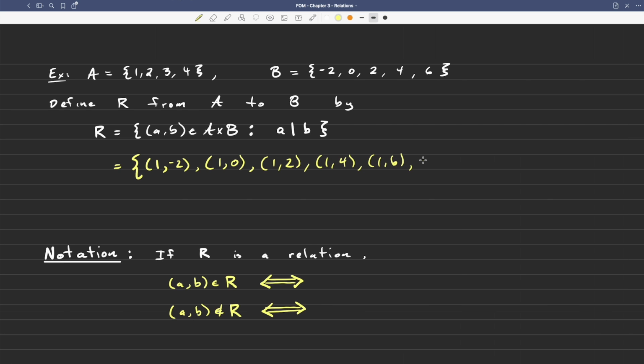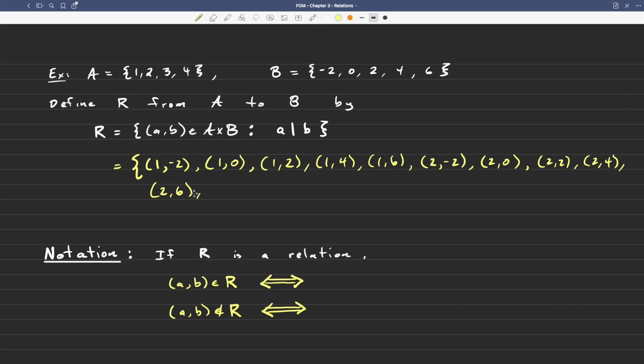Okay, then you can think about 2 being a first component. What does 2 divide in B? Well, 2 divides -2, so 2 comma -2 is in the relation. 2 does divide 0. Remember, things can divide into 0, you just can't divide by 0. So 2 divides 0 because you can express 0 as 2 times an integer. In particular, 0 is equal to 2 times 0. So that's why you can say 2 divides 0. 2 divides 2, so you get 2 comma 2. You also get 2 comma 4 and 2 comma 6.